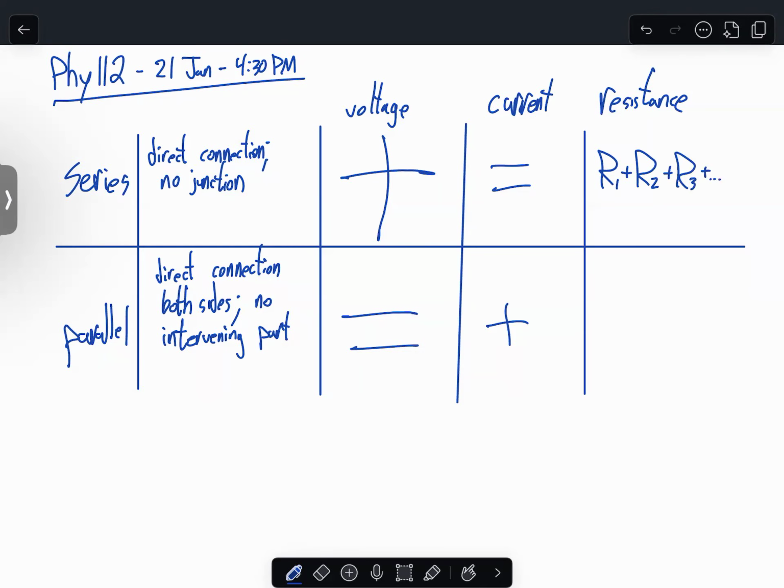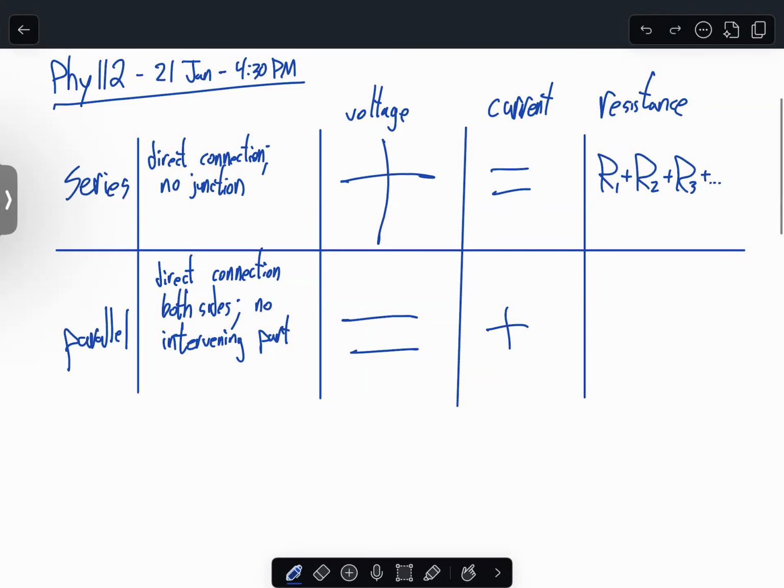And then there's a god-awful formula for parallel, which could be summarized as saying, take the reciprocals, add them, take the reciprocal.